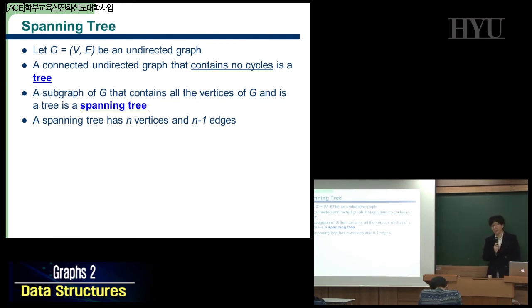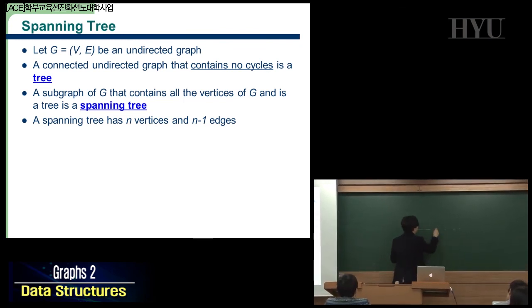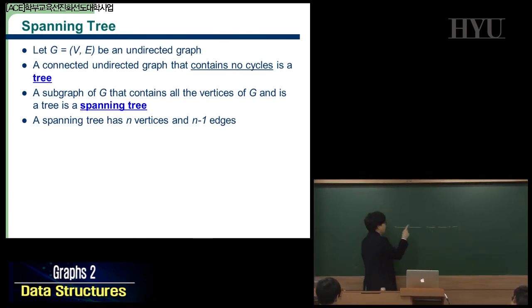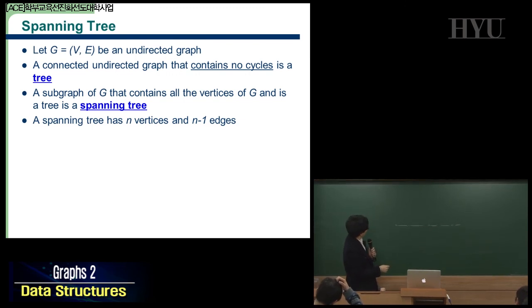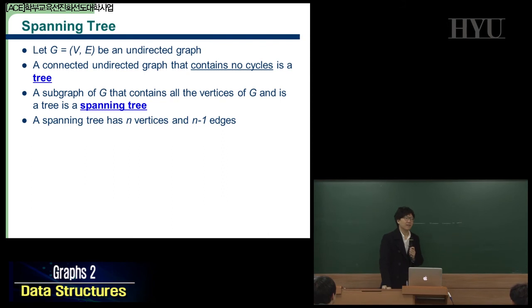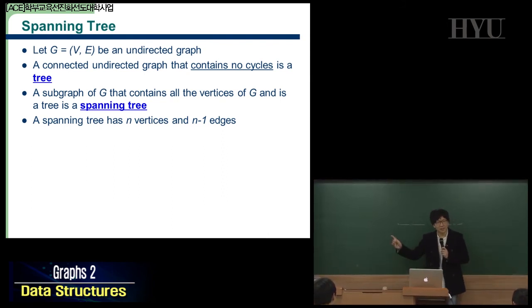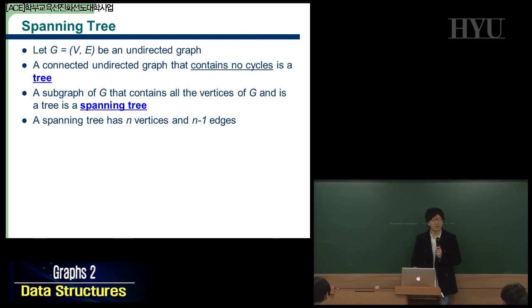When I was explaining this property, I was drawing like this. I usually look at this and think of this. N vertices: 1, 2, 3, 4, 5, 6. 6 vertices, and there is a line between them, so 5 edges. That's how I usually remember this property: a spanning tree has n vertices and n minus 1 edges.